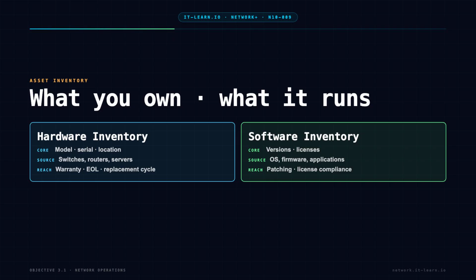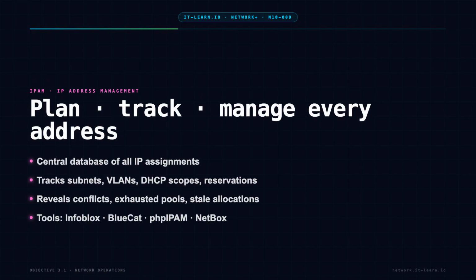IP address management, or IPAM, is the practice of planning, tracking, and managing IP address assignments across the network. Proper IPAM prevents address conflicts, ensures efficient use of address space, and provides a reference for troubleshooting. IPAM can be done with spreadsheets for small networks or with dedicated IPAM tools for larger environments.